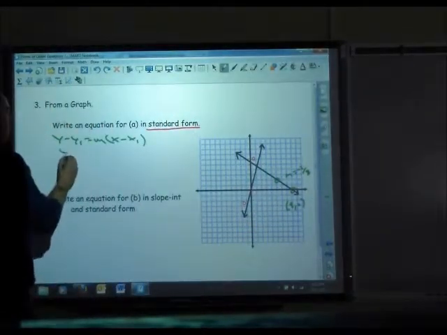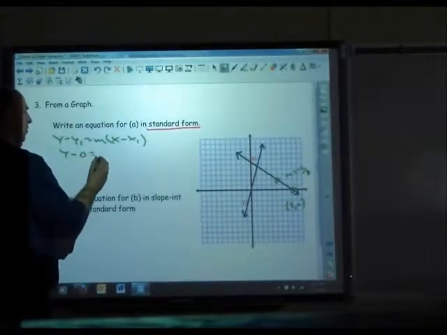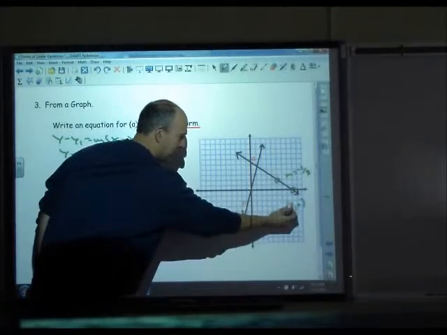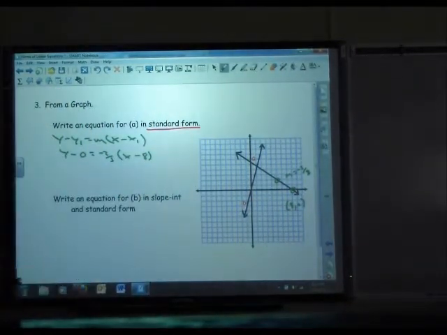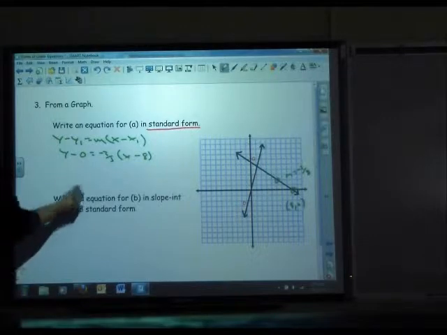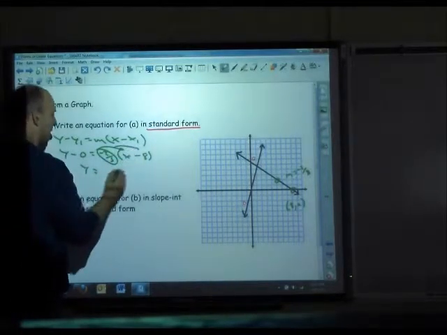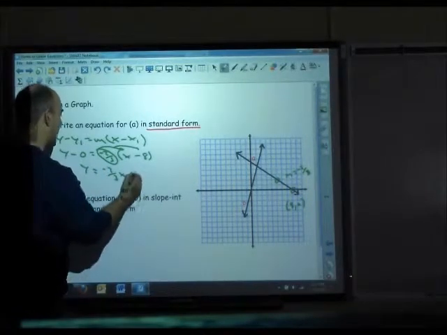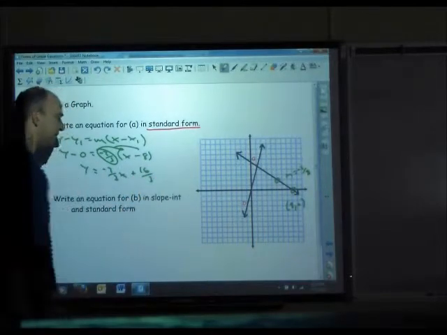Alright, and I can plug in the values of the point I know and the slope. So y minus the y coordinate of my point, y minus 0, equals my slope, -2/3 times x minus the x coordinate of my point, which is 8. And now I can go work with this. So this is just y. I'm going to distribute that. -2/3 x positive, that looks like 16 over 3 to me.